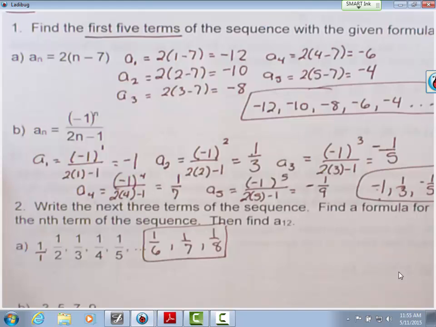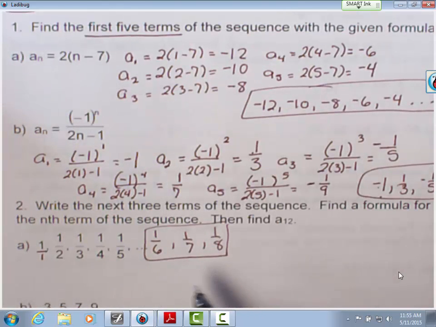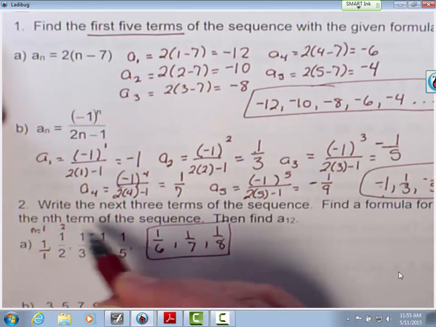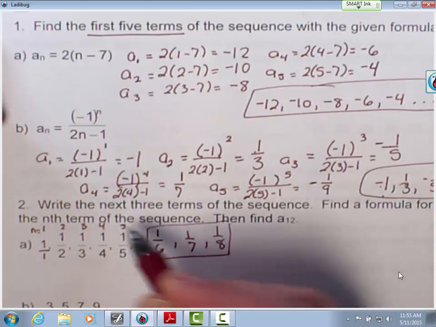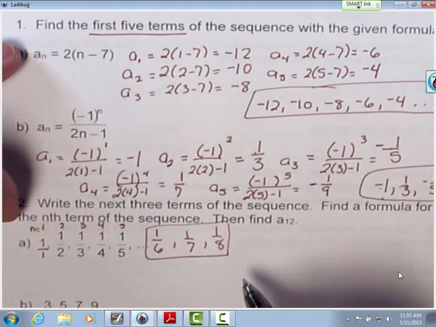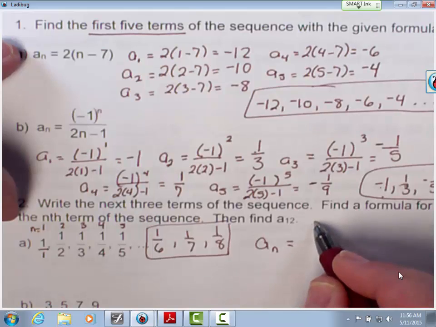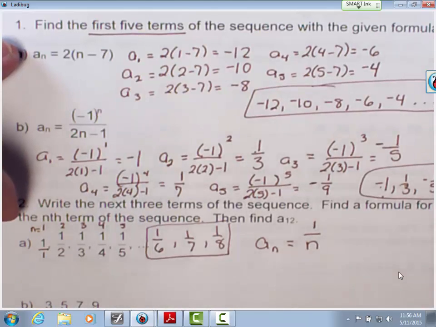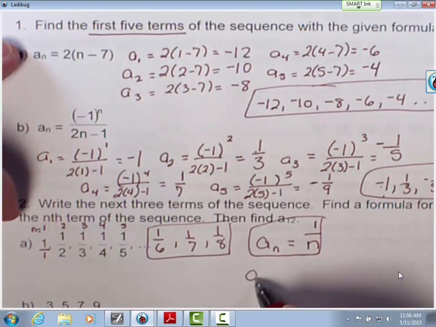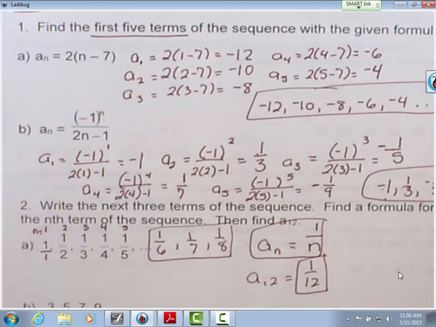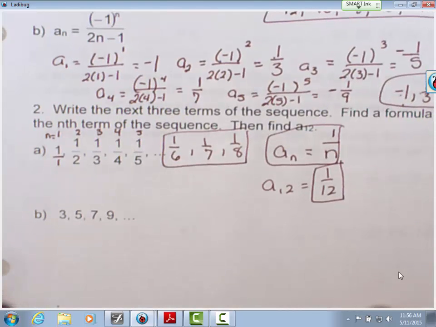Find a formula. Okay, so now we got to figure out, well, what are we doing to n to create these fractions? Well, here n is 1, here 2, 3, 4, 5. So it appears that a sub n, the term in the sequence, is found by putting 1 over n. Okay. All right, so if we did a sub 12, we would replace n with 12, and 1/12 would be the expected 12th term of the sequence. Okay. All right, starting over, 3, 5, 7, 9.